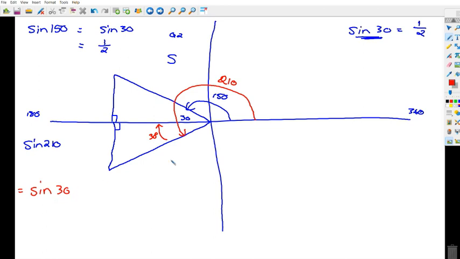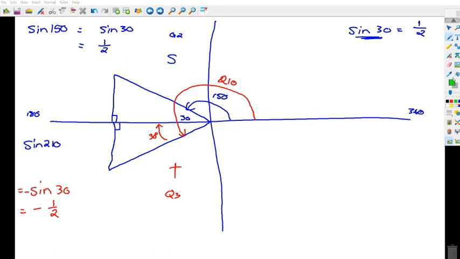But where am I? I'm in quadrant 3. So what is sine in quadrant 3? Sine is negative, because tan is the only one that's positive. So sine is negative there. And I know that sine of 30 is a half, but I've got the negative in front, so it's negative a half.